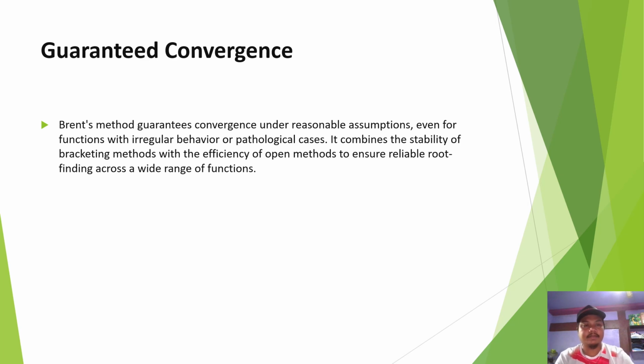Guaranteed convergence. Brent's method guarantees convergence under reasonable assumptions, even for functions with irregular behavior or pathological cases. It combines the stability of bracketing methods with the efficiency of open methods to ensure a reliable root finding across a wide range of functions.